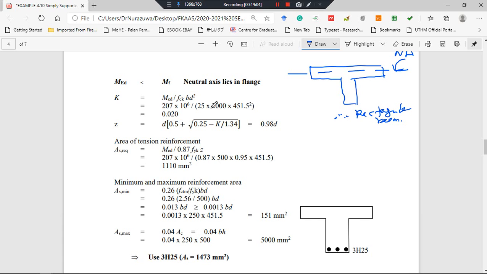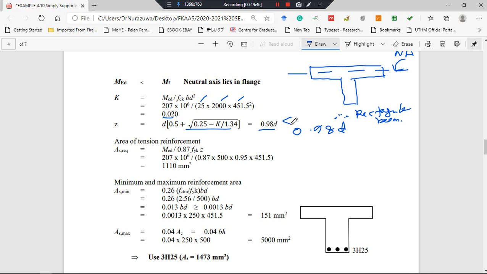Okay, the checking and also the AS required. So this one is the K. We get K equal to 0.02. FCK is given, B is known, D also is known. Just substitute all these values into this equation, and you get 0.02. And Z is this equation, and we get about 0.98D, and you need to compare this value.